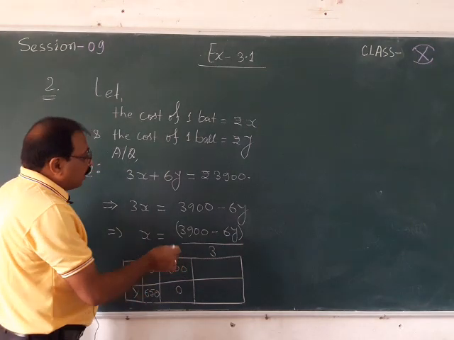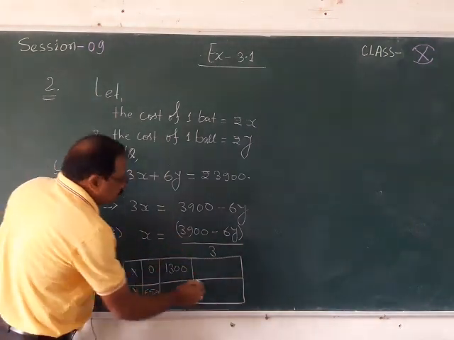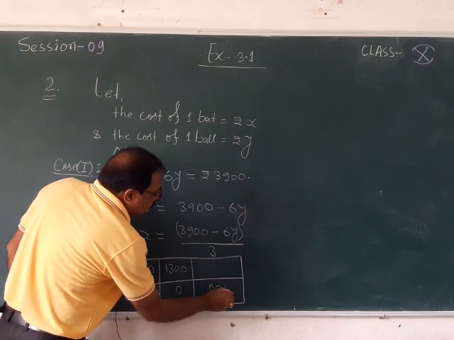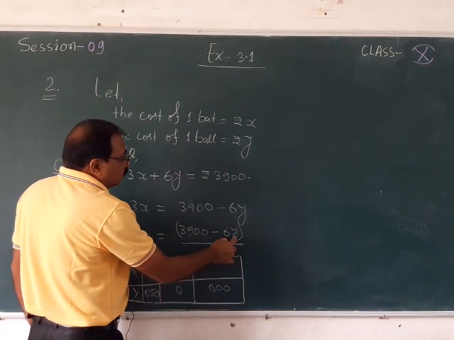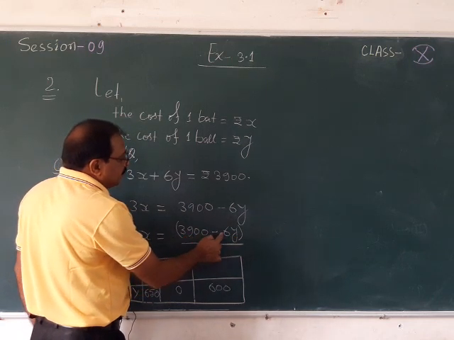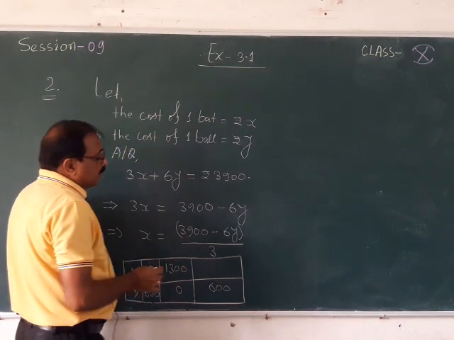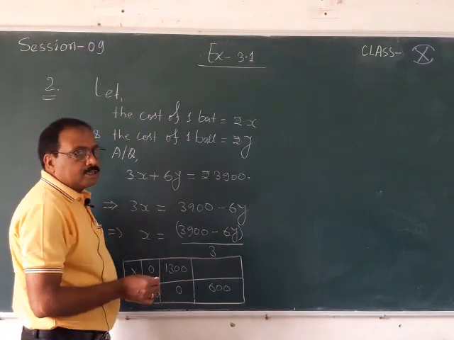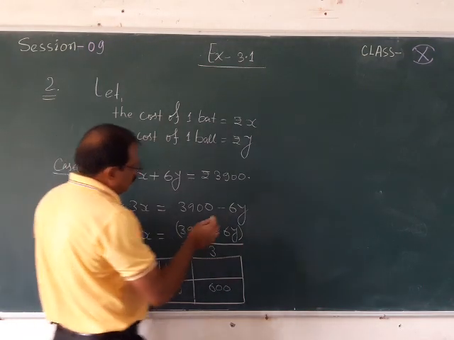Now suppose this time I am taking y as 600. Then it will be 6 into 600, that means 3,600, and then 3,900 minus 3,600 will give you how much? 3,900 minus 3,600 means you have 300.